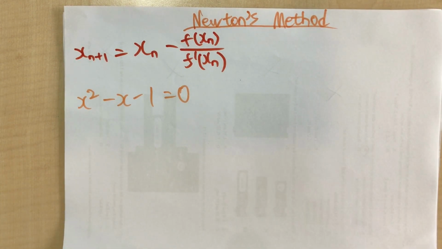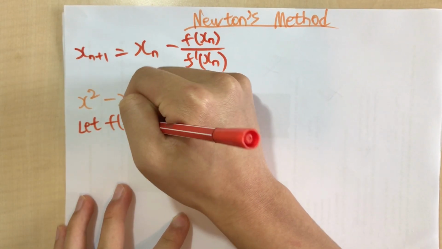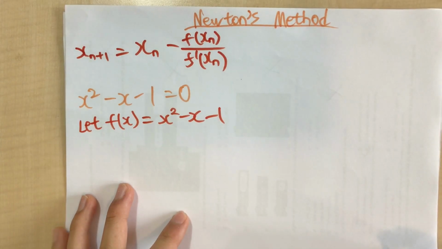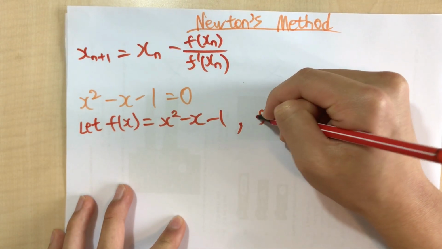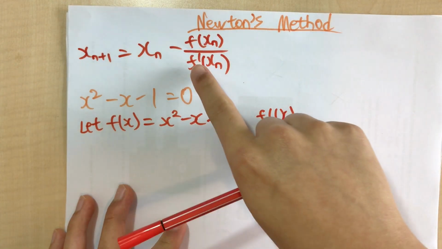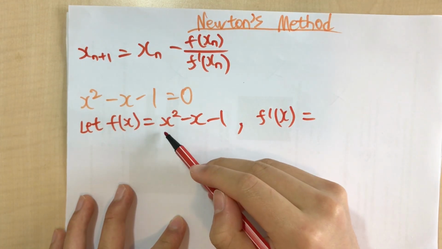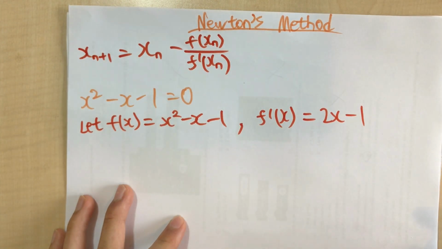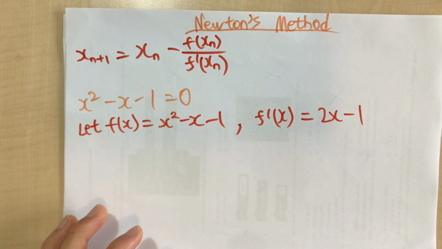Okay, let's start. The first thing we need to do is let f of x be x squared minus x minus 1, the left hand side. And then the second thing we need to do is to differentiate the whole equation, which is f prime of x, because we need to know f prime of x in order to use Newton's method. We differentiate x squared, we get 2x. We differentiate negative x, we get negative 1. We differentiate a constant, we get 0. So now we are done finding both f of x and f prime of x.